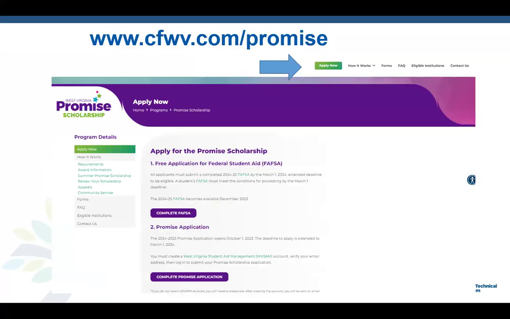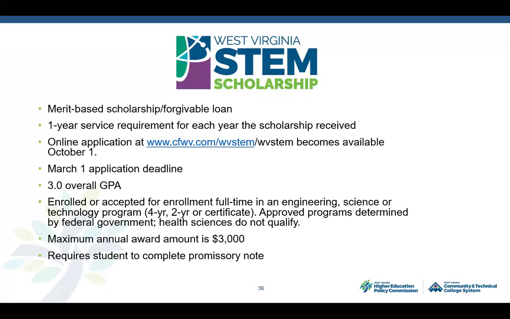Again, you go to cfw.com/promise in order to apply and complete the Promise application. The West Virginia STEM Scholarship is for those interested in going into a science, technology, engineering, or math field. The health sciences and medical fields do not qualify.